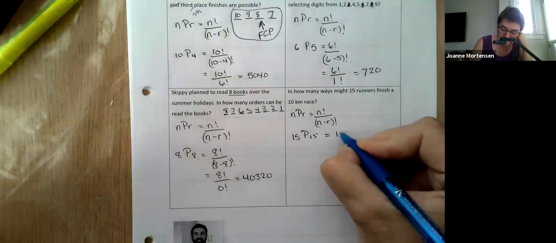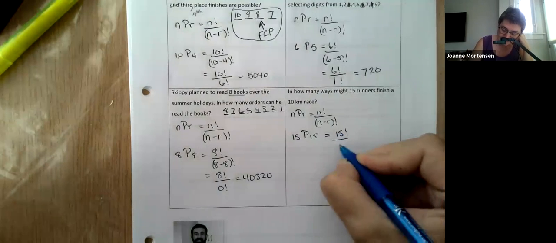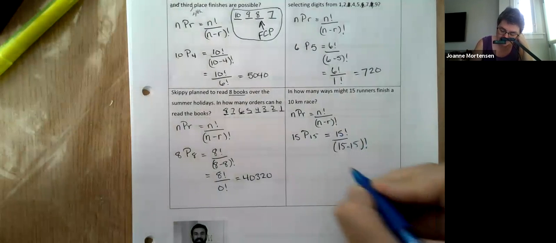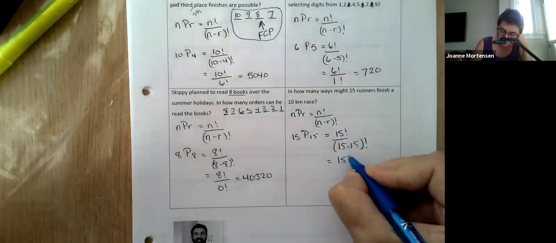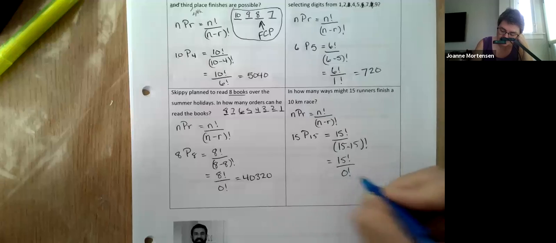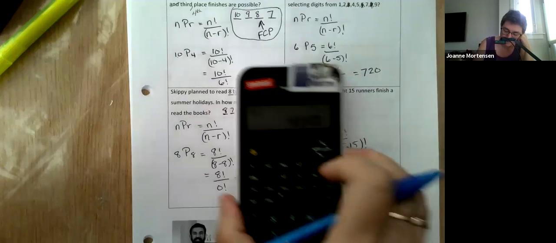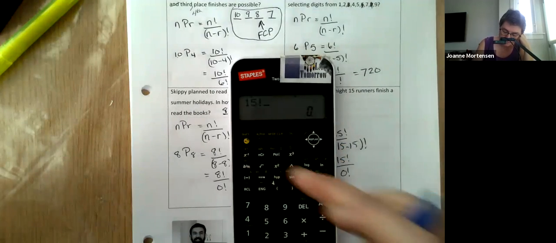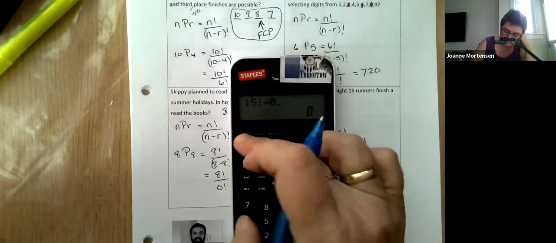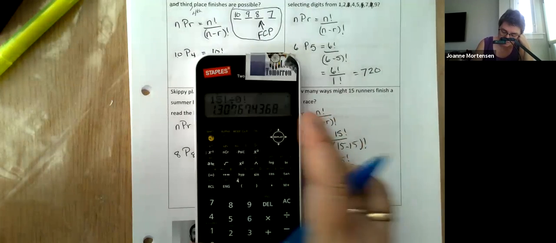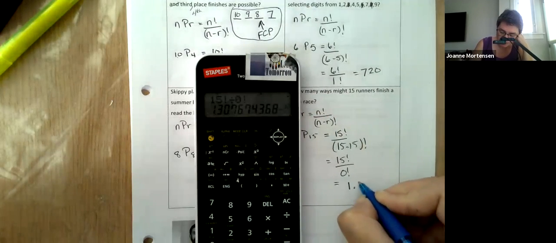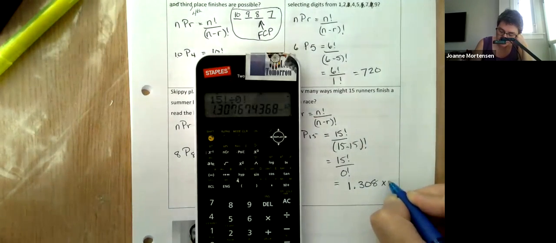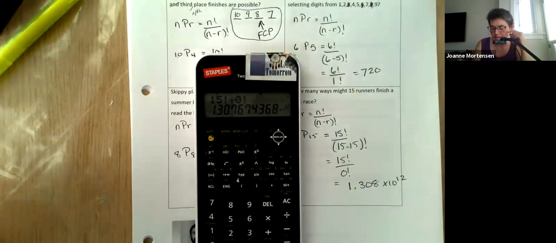Anyway, 15 factorial. 15 minus 15 factorial. Oh goodness, that was a big number. I don't remember anymore. 15 factorial is about 1.30 times 10 to the 12. All right.